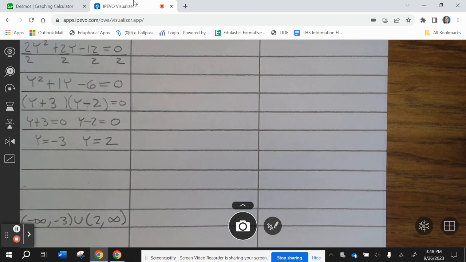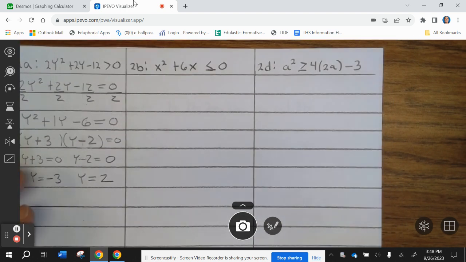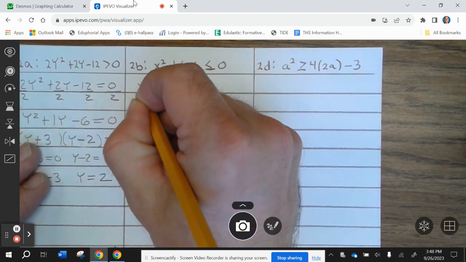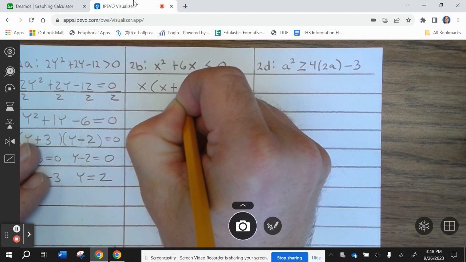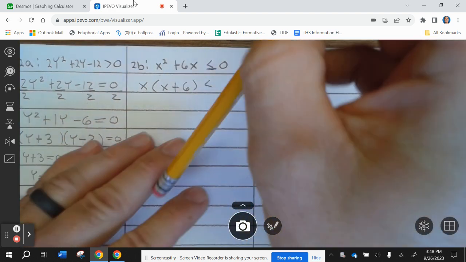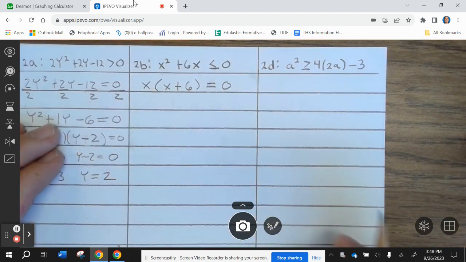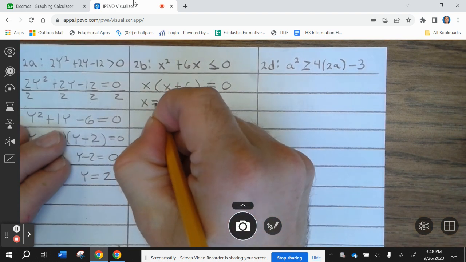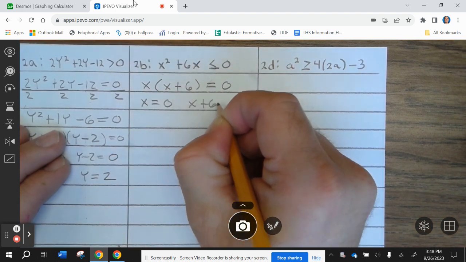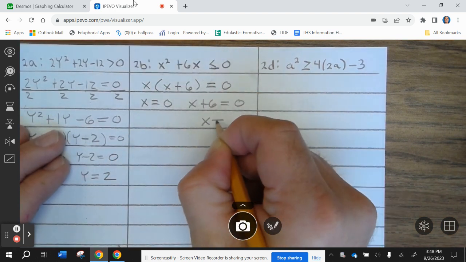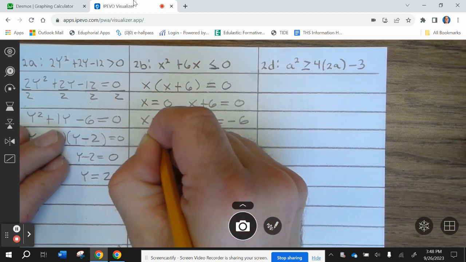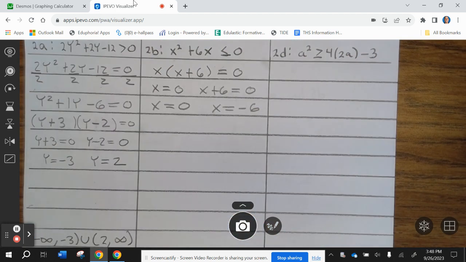All right, let's take a look at 2b. So we can actually factor out an x from each term, which will give us x times x plus 6, and we're, again, just setting it equal to 0. So x equals 0, and then x plus 6 equals 0, so x equals negative 6. So we have x equals 0, x equals negative 6.